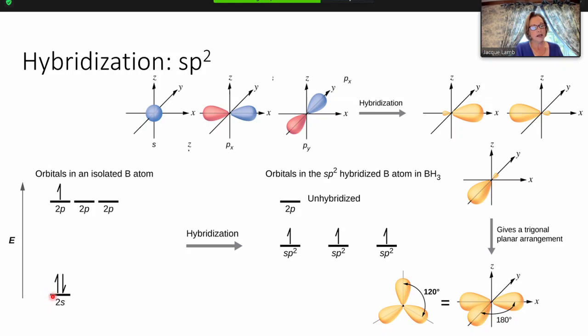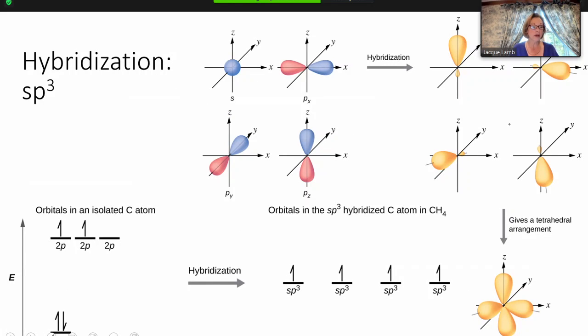Again, we have taken the two 2s electrons and this one p electron. We're lowering the energy of the p electron, raising slightly the energy of the two s electrons, and we're creating three orbitals that are lower in energy than the p, slightly higher energy than the s, but they are overall the lowest energy orientation for this molecule. And this gives us our trigonal planar arrangement. Those three orbitals, the bonding lobe points in the direction of this equilateral triangle.